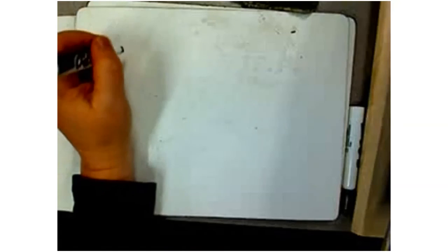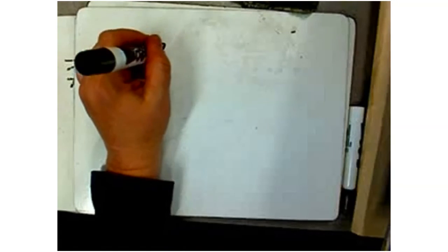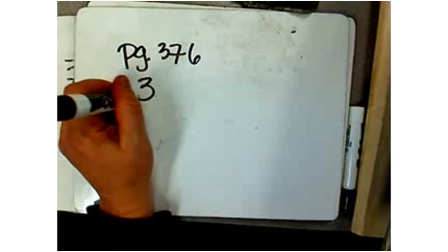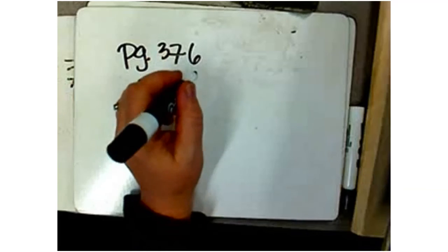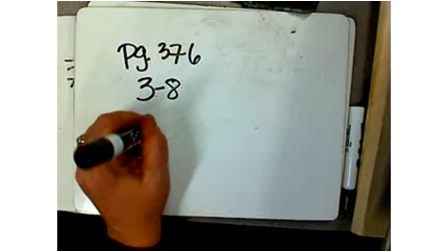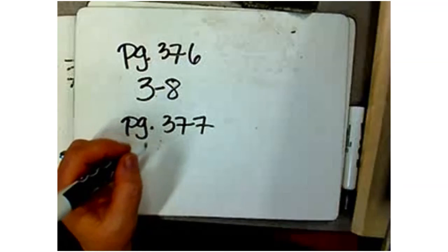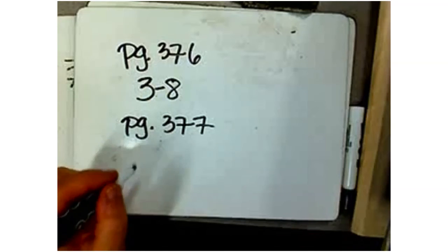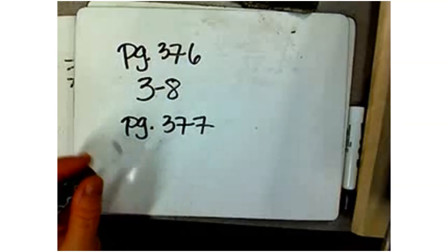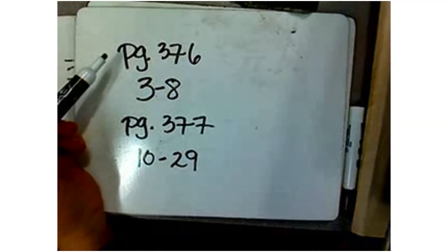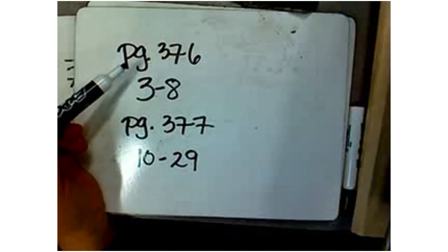I would highly recommend that you take a look at the Check Your Understanding problems on page 376. And I would do 3 through 8. And then on page 377, I would suggest doing 10 through 29. 10 through 29. And many of the problems are just going to be yes and no answers.